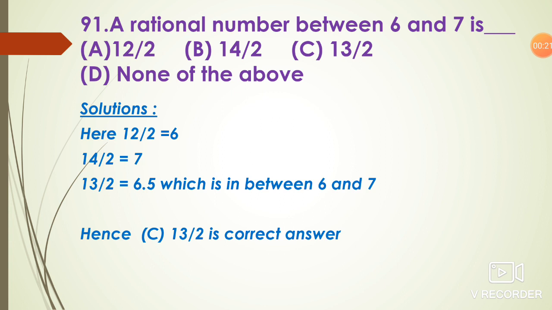Question number 91. A rational number between 6 and 7. That means you have to find a rational number which lies between 6 and 7. So here option A, 12 by 2 equal to 6, which is not in between 6 and 7. Similarly, 14 by 2 equal to 7, it is also not in between 6 and 7. 13 by 2 equal to 6.5, which lies between 6 and 7. So it is the correct answer. That means C is the correct answer.